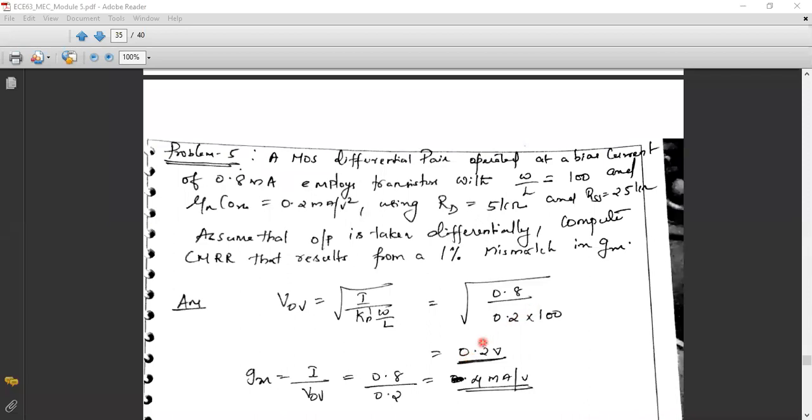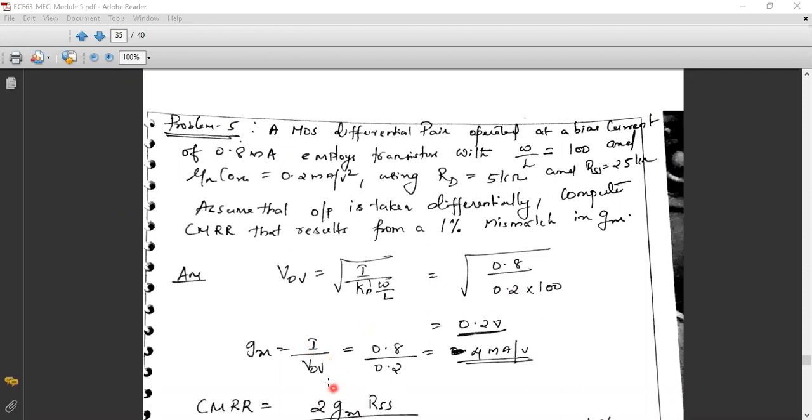After finding the overdrive voltage, find the ratio between I and VOV. That will be your GM. Since I is in milliampere, retain the same value so that the transconductance is in milliampere per volt. No need for conversion. 0.8 milliamps means your transconductance will be in milliampere per volt. So you will get 4 milliamps per volt.